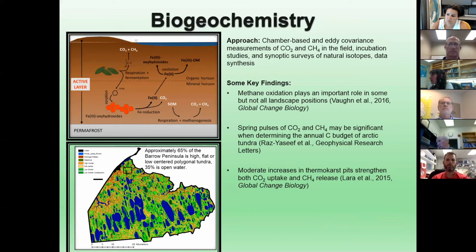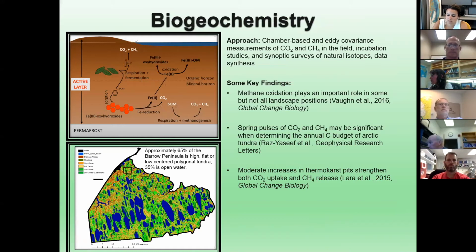And then the eddy covariance tower that was installed at this area has helped to determine the role of spring pulses of CO2 and methane and how those might be related to the overall carbon budget in this area. And what Nama Ras-Yais found here was that she saw spring pulses of CO2 and methane that seemed to be rather significant when calculating the carbon budget of the area.